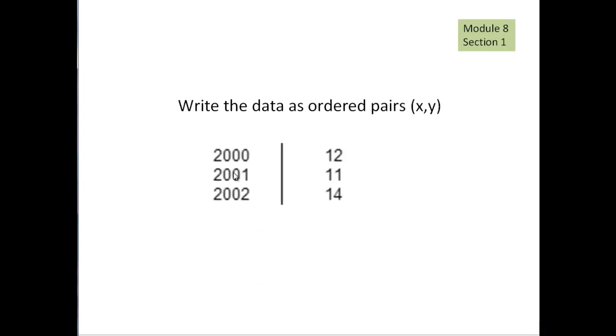Okay, suppose you have some data. These just happen to be years, 2000, 2001, 2002, and some numbers that correspond to that, maybe houses in a neighborhood or something like that. They want you to make a set of ordered pairs. Well, the years are going to be our x, and the numbers 12, 11, 14 are going to be our y's. So you take your 2000 with your 12, your 2001 with your 11, and your 2002 with your 14, and you just separate them with commas and put them in parentheses. So they're a pair of numbers in parentheses. Again, the 2000 goes with the 12, 2001 goes with 11, 2002 goes with 14.